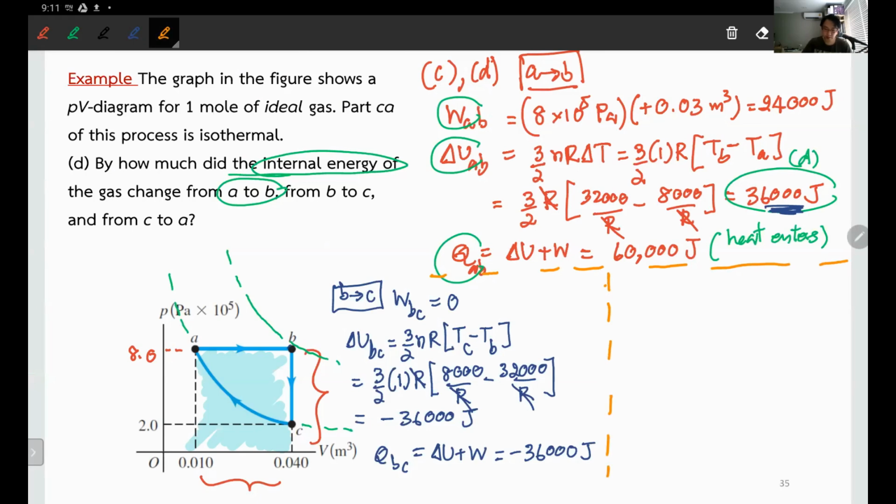I'm going to do C back to A. Now, the nice thing about C back to A, let's attack the easiest one. In this case, C back to A is an isothermal process because they are lying on an isotherm. Definitely delta U is 0. No temperature change. Done. One's down.